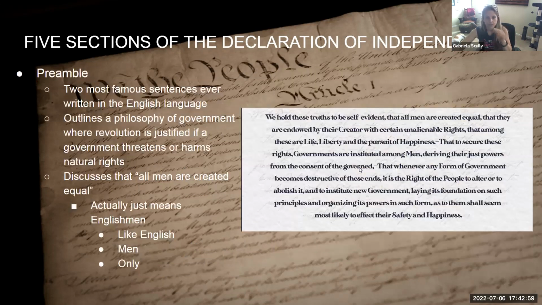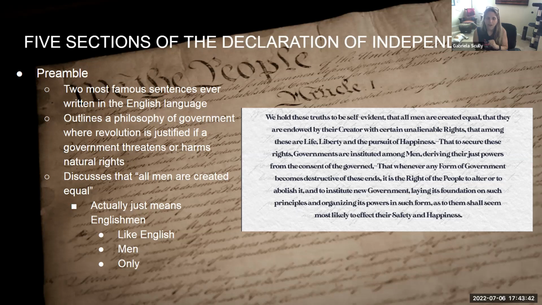That's the whole introduction. So the second part is the preamble. The packet calls it the two most famous sentences ever written in the English language. And it basically outlines not the way that the government's going to run. That's going to be the Articles of Confederation, which is going to morph into the Constitution. But this is literally a statement of philosophy, like a motto for governing the Americas, that revolution is going to be justified if we don't get what natural law is supposed to give us.